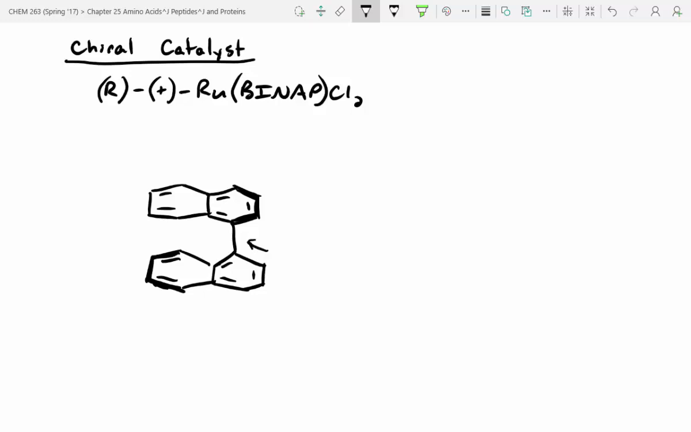And then what they have off of these positions are phosphorus with two phenyl groups. And these phosphorus atoms are really good ligands for ruthenium. So I'm just going to show it as ligands to ruthenium, and then we've got two chlorines coming off of ruthenium as well. So students will look at this and they'll say, there's no stereocenters in here.